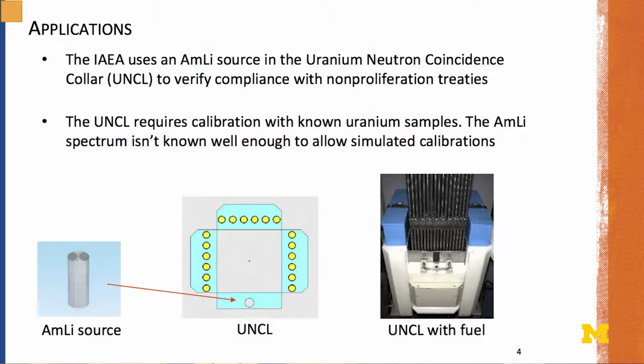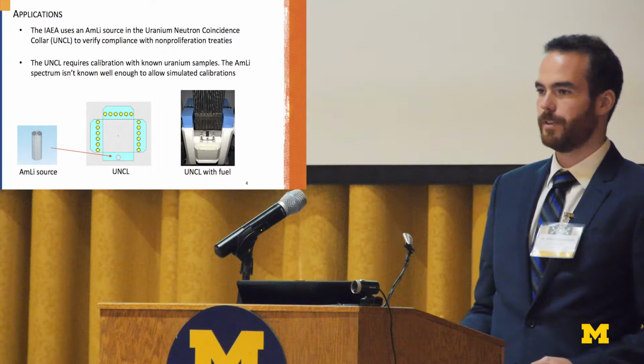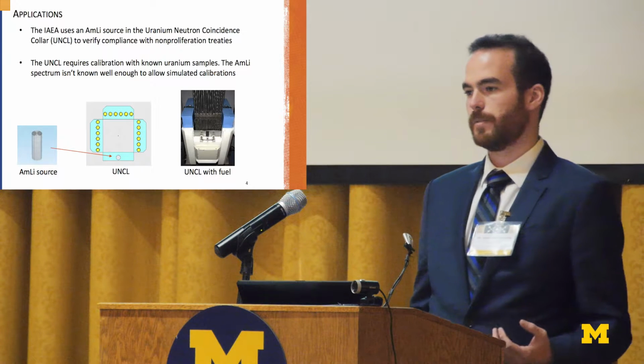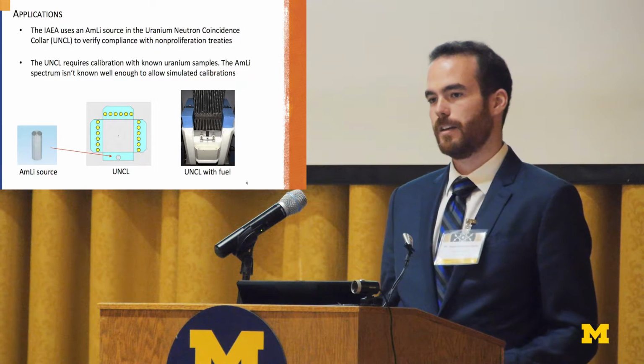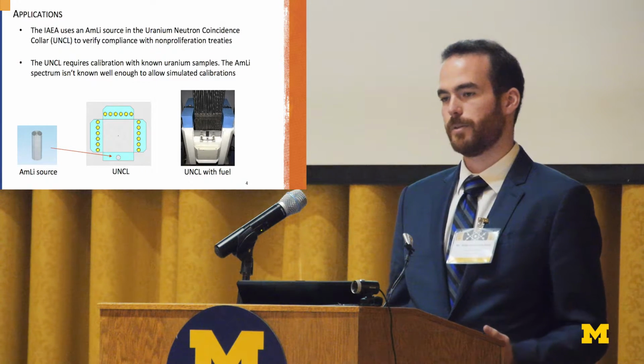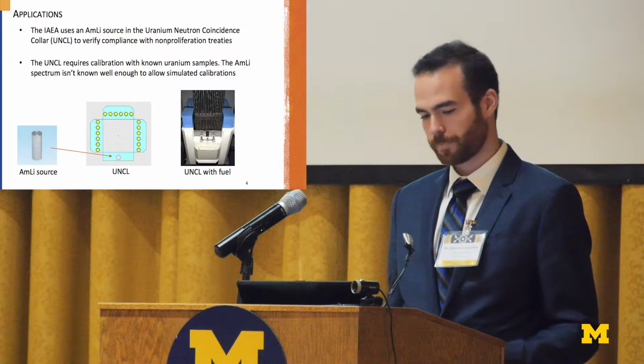So AMLI sources, they generate neutrons. We use them to induce fission in uranium, and then we measure the uranium to get the uranium mass. More specifically, the IAEA uses AMLI sources in the uranium neutron coincidence collar to verify compliance with nonproliferation treaties. So if you look at the figures, the AMLI source goes into the door of the UNCL, and then a uranium fuel assembly goes into the UNCL, and the detector gives you the uranium-235 mass of your fuel assembly.